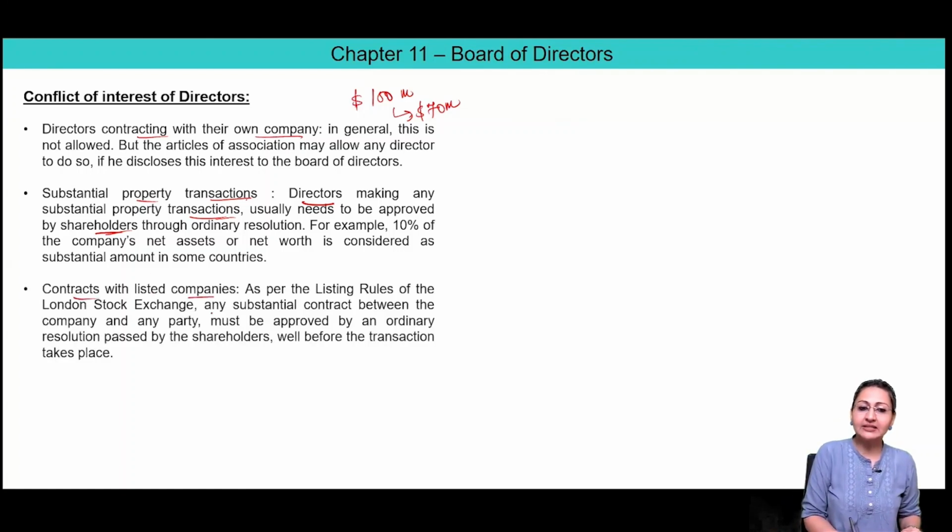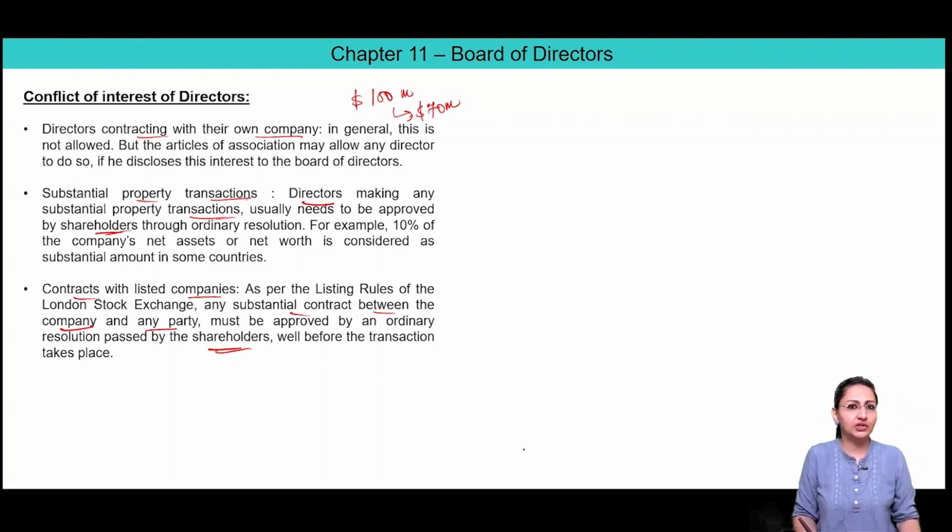Then contracts with listed companies. Now what happens if there is any contract between the company and any party? It usually must be approved by the shareholders before the transaction happens. But if the shareholders are not being told and listed companies are contracting amongst each other without telling the shareholders, there can be something fishy, the way it was fishy here.